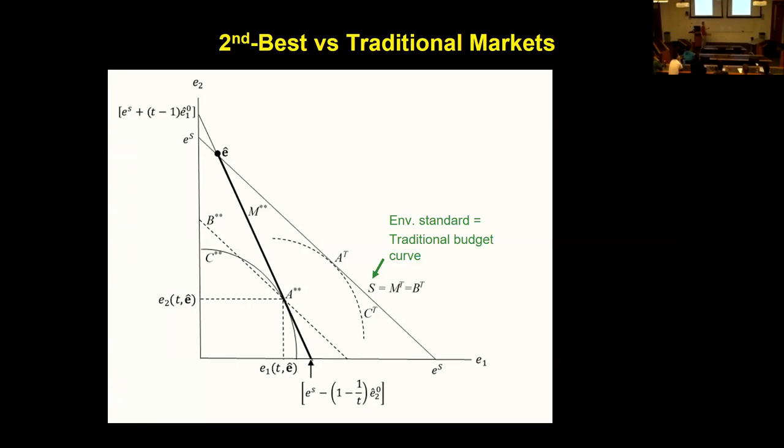And by allowing people to trade on the traditional curve only, they're going to be on here. But by having a different trading ratio, they're going to voluntarily move in here to a better outcome. This wouldn't be over-regulation. People can still choose to be up here. They voluntarily move to be down here.